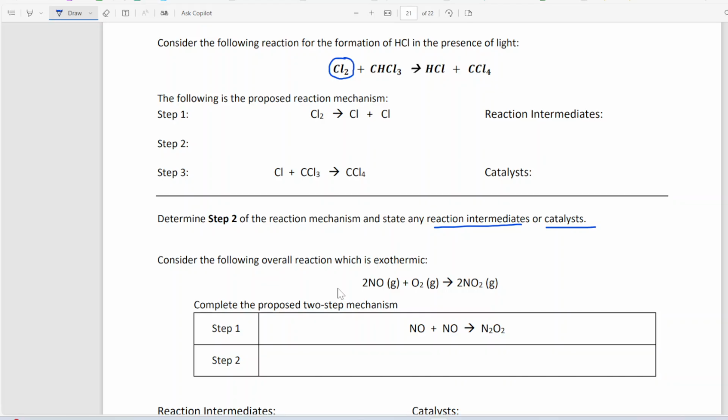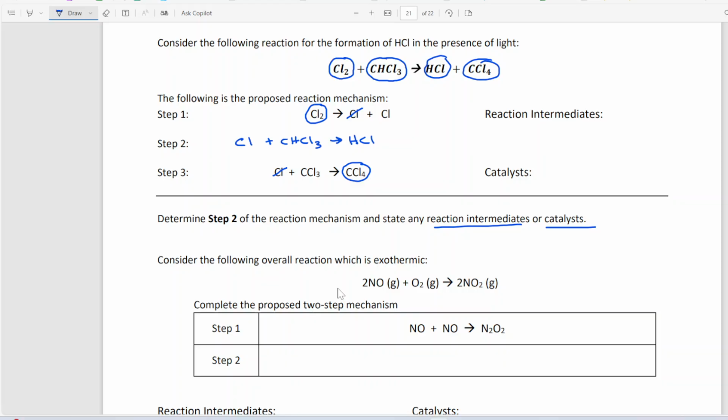I need 1 Cl2. I've got 1 Cl2. I need a CHCl3. I am missing that on my reactant side, so I'm going to include it. Then on my product side, I need a hydrochloric acid, so I'm going to add it in because there isn't one already, and I need a CCl4 included. Then everything else has to cancel out. So I've got this Cl being produced and then consumed in step 3, but I've got this one in step 1 that isn't consumed, and so I need to add it into step 2.